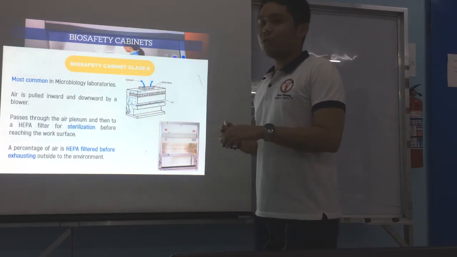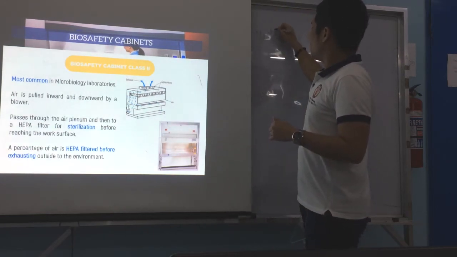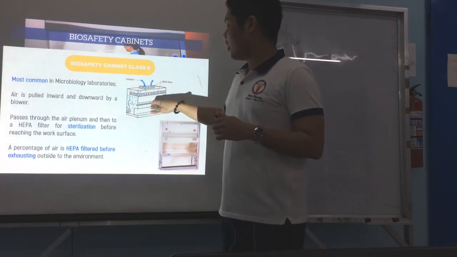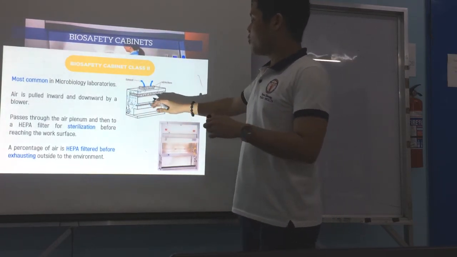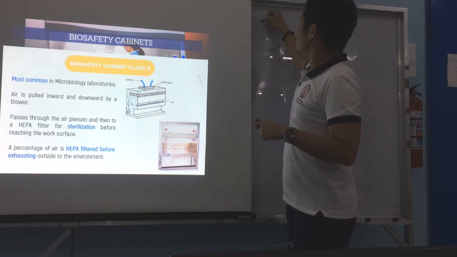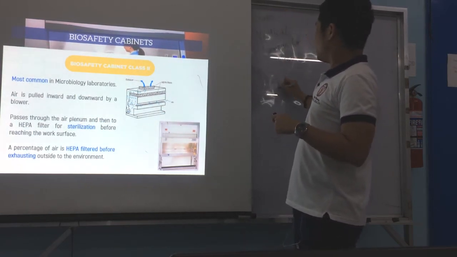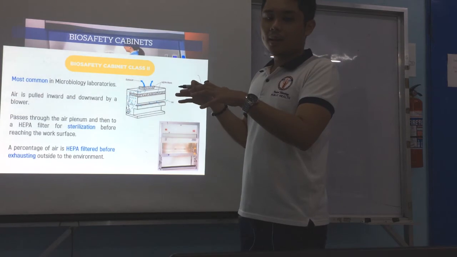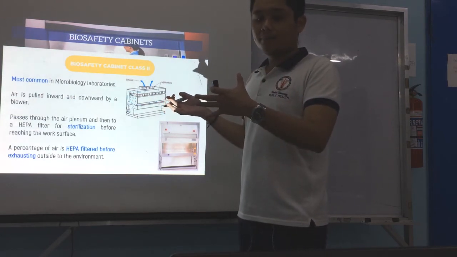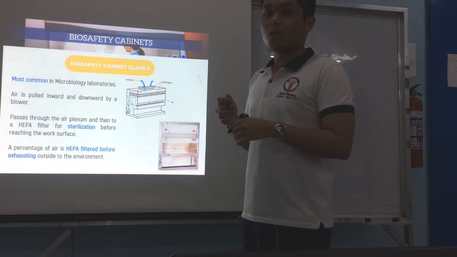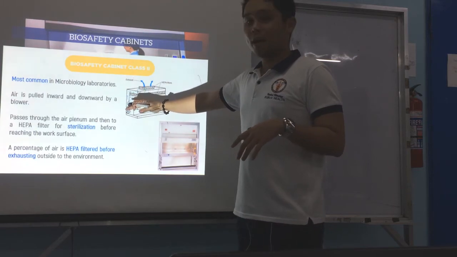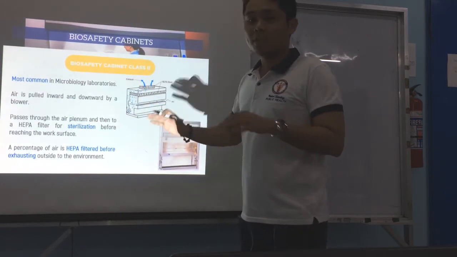Okay. And the BSC Class 2 is also known as your vertical laminar airflow. Okay? So, vertical laminar airflow. The air inside, near the opening, right? Variable sash opening. It forms sheets. Okay? Sheets. Okay? So, in a way, these sheets protect the workers also by serving as barriers to particles from outside the cabinet. Okay? So, again, vertical laminar airflow, right? And the air inside forms sheets.